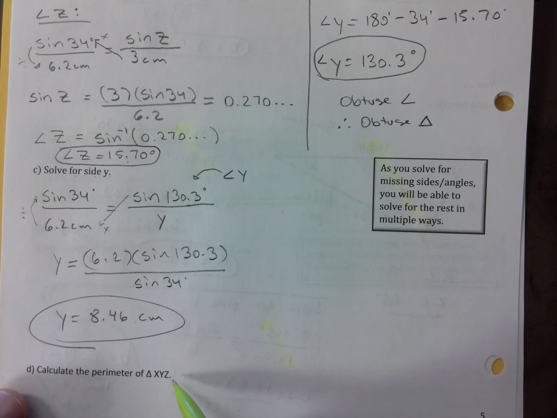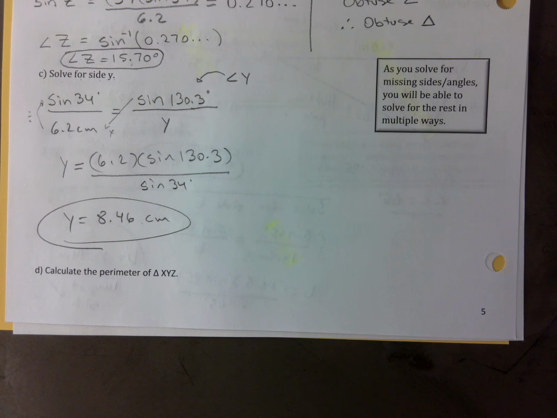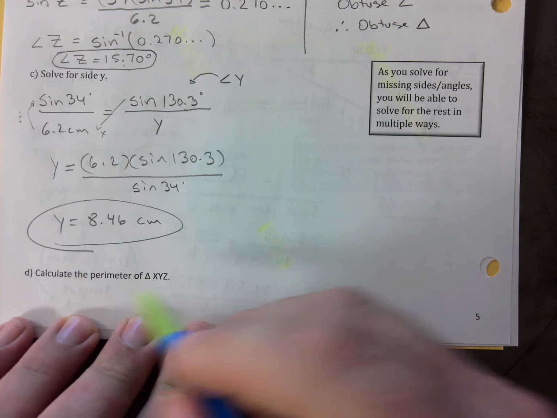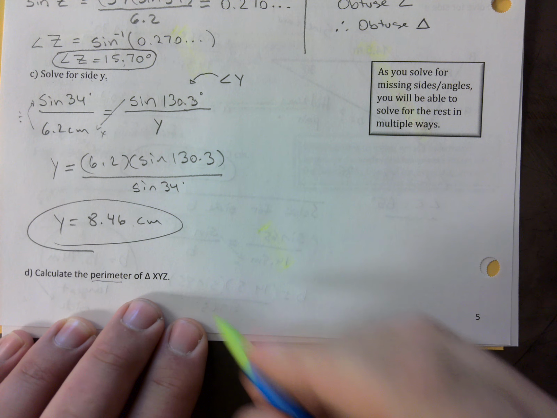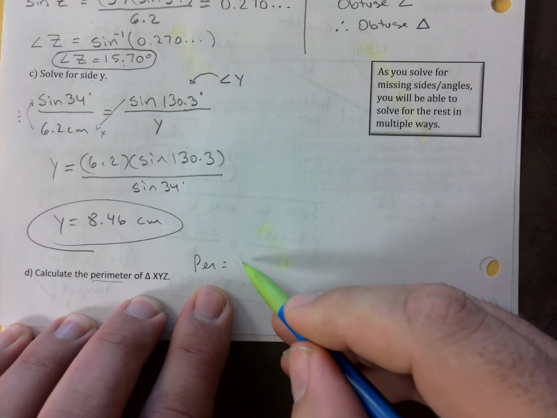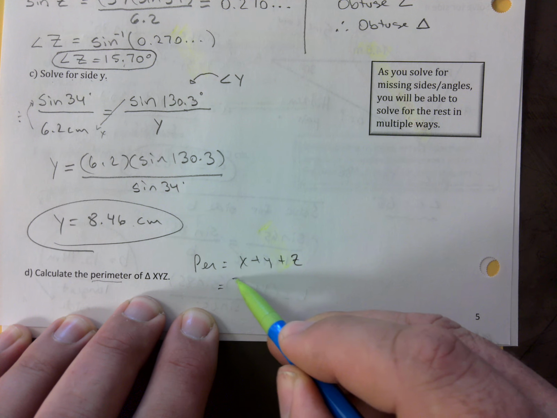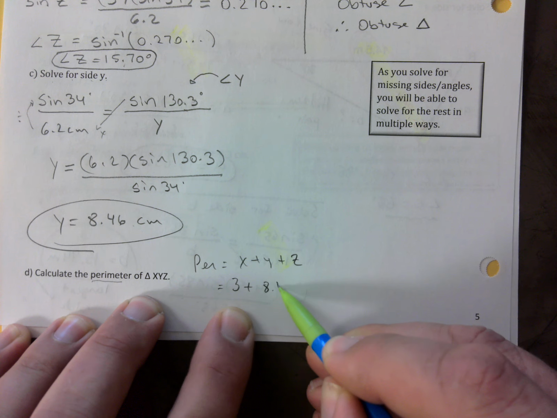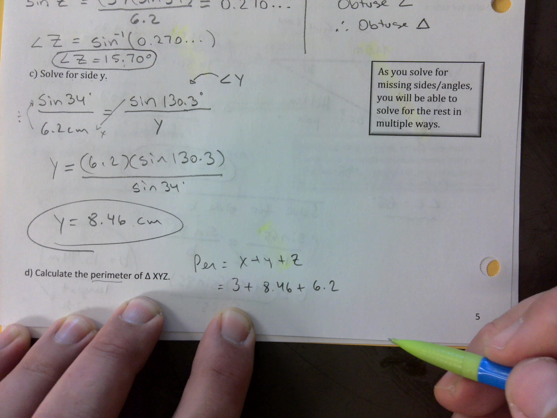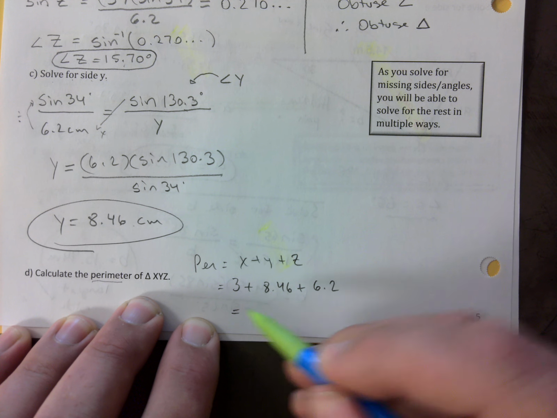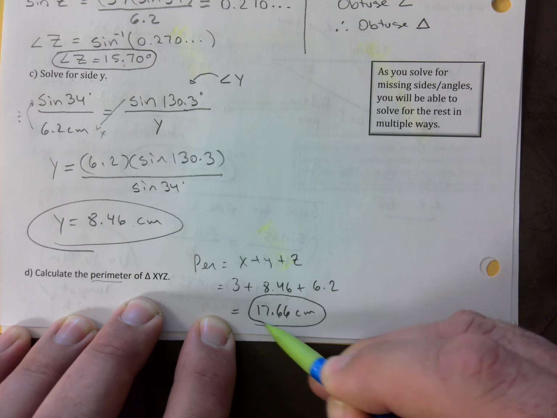Calculate the perimeter of XYZ. Do you remember what the perimeter is? Distance around. So let's see, this is going to come in here and there on your homework questions or whatever. And so perimeter is simply x plus y plus z. And so that would be 3 plus 8.46 plus 6.2. And that's 17.66 centimeters. That's it.